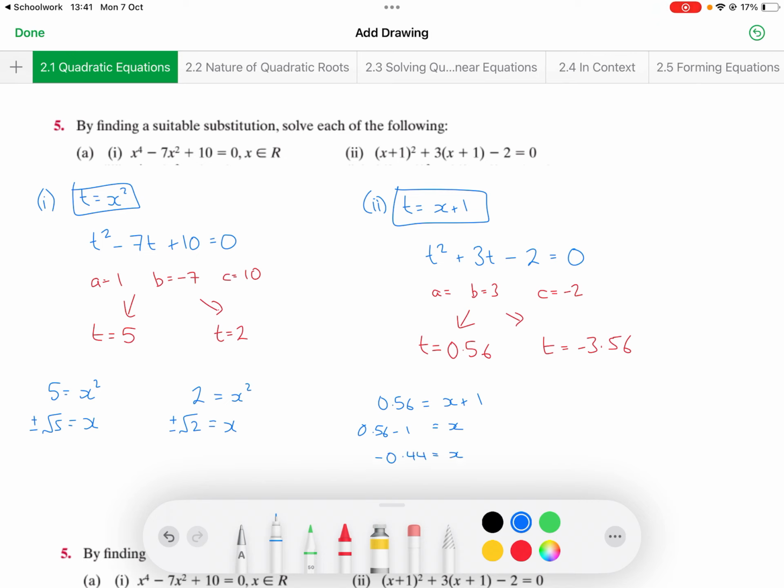And on the other side, t is minus 3.56, and that's equal to x plus 1. So x equals minus 3.56, take away the 1, so minus 4.56 is equal to x there as well. So that's question 5, part A, 1 and 2 done.